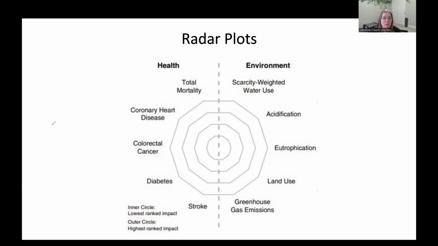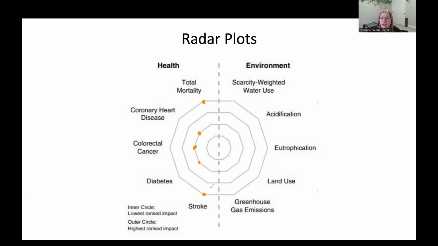I'm going to go ahead and get my pencil ready so that we can draw on this. If I had a health impact that was really high, I would put a dot out here on the high level, the outside. But if I had a high mortality rate and a low coronary artery disease, it would be a dot here. Let's say that it's the same for diabetes, colorectal, and then pretend I'm making this up, but just to show you how this works, that there's a high association of stroke with this food.